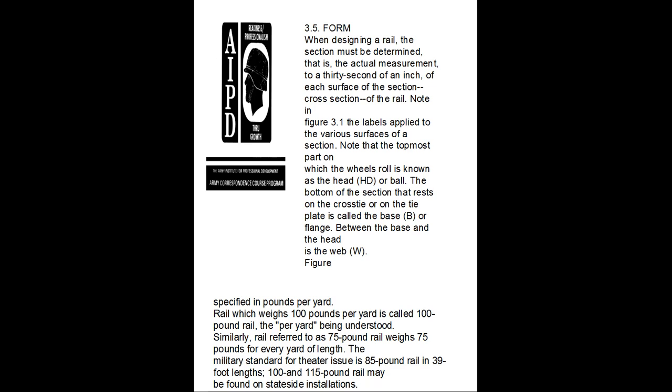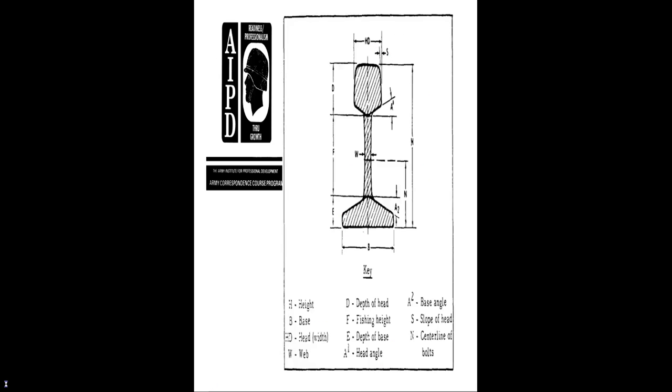The figure is specified in pounds per yard. A rail that weighs 100 pounds per yard is called a 100-pound rail, the "per yard" being understood. Similarly, a 75-pound rail weighs 75 pounds for every yard of length. The military standard for the standard theater issue is 85-pound rail in 39-foot lengths. 100- and 115-pound rail may be found in stateside installations.